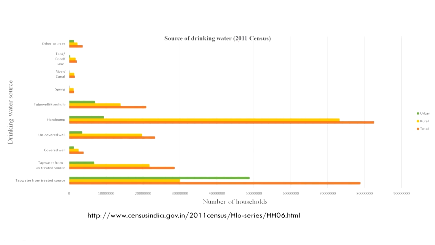Here we have again data from the 2011 census. Here's the link here, where I got my data from, and we have the data for urban and rural, and obviously the total, right. On the y-axis, we have various drinking water sources. I am going to highlight tube well or borehole, just the hand pump, uncovered well, covered well, and tap water from untreated source, and tap water from treated source, right. So what do we see out here?